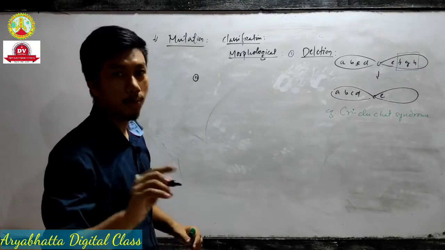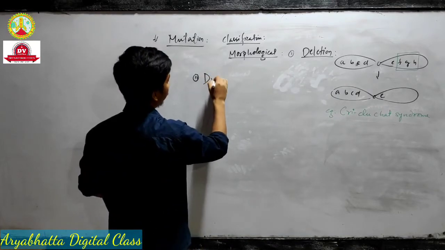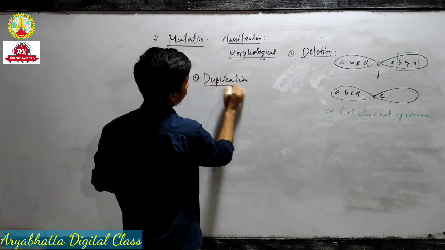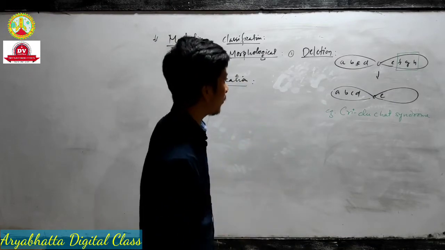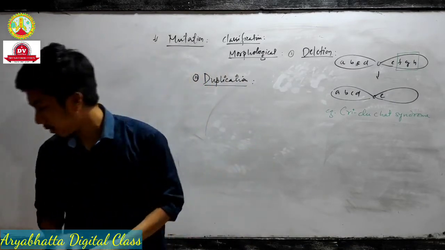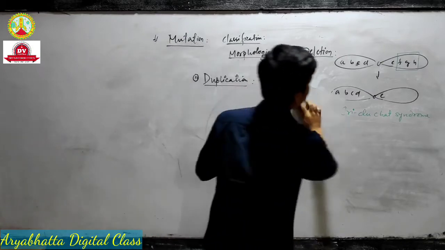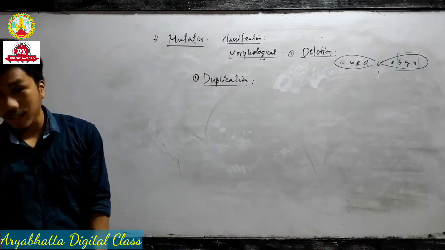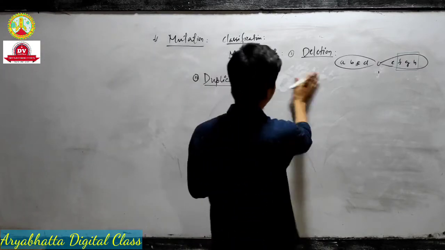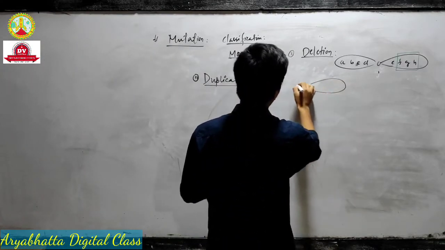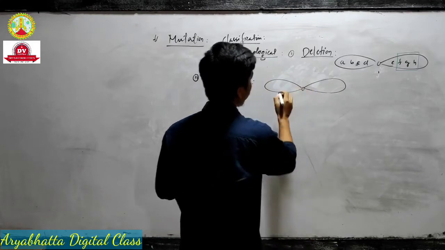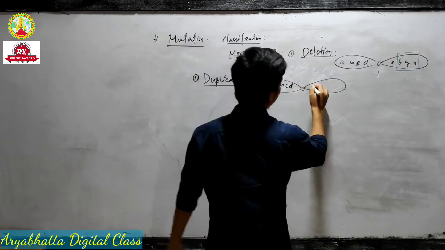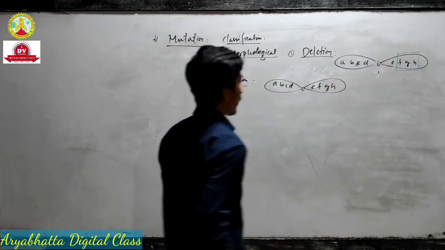Next, duplication. So the name tells its meaning. See, very, very simple. Even an LP school student can understand all these things. So what happened in case of duplication? Let me draw a diagram again. A, B, C, D, E, F, G, H. These are the genes.